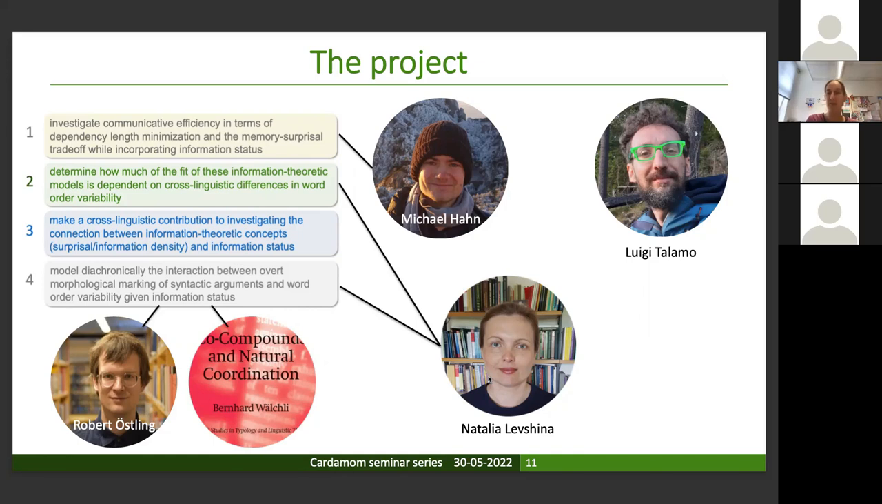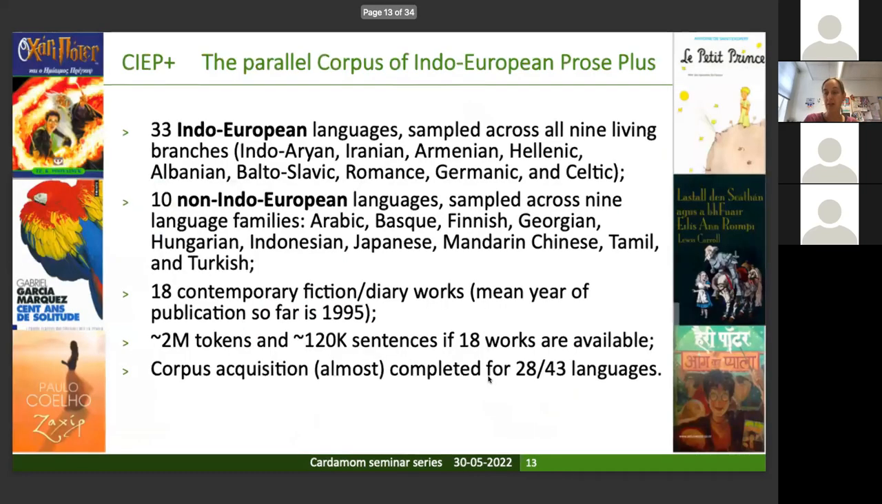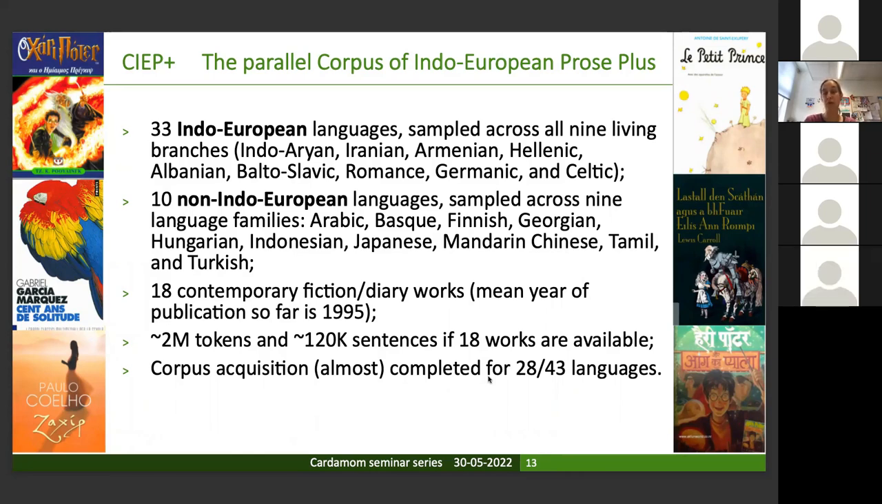The next question, of course, is how, right? How do we aim to do all of this? Central is a corpus-based approach, which is, of course, also central to all of the work I've discussed so far. All of the work that I've discussed either uses corpora or uses treebanks or both. In our case, however, we are not using existing corpora or treebanks, but we are building our own parallel corpus, and we parse it and annotate it. We have called this corpus the Parallel Corpus of Indo-European Prose Plus, CIEP Plus for short, and it has been specifically designed to help us reach our goals.